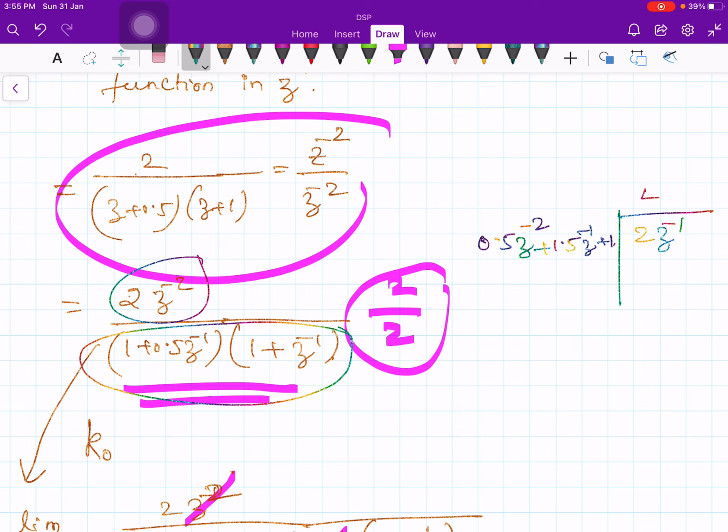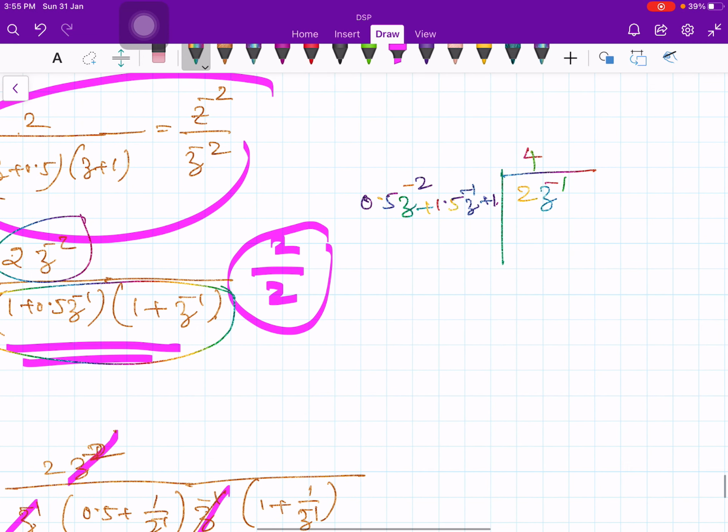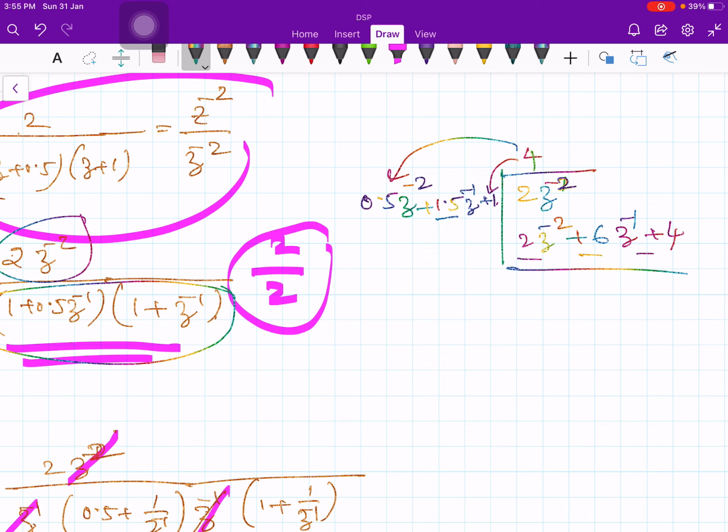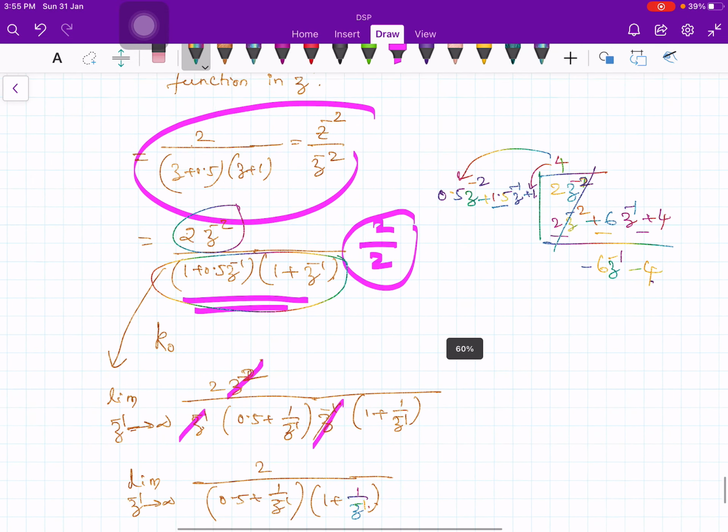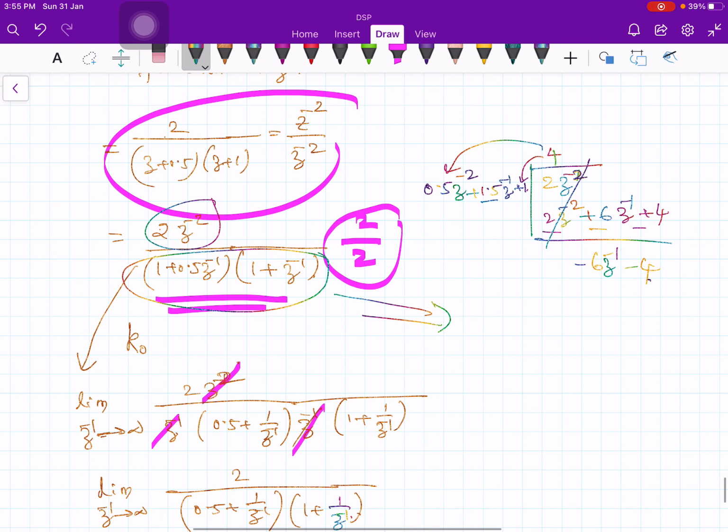Now you take 4 here. If you take 4, then multiply 4 with this guy, then 2 times z to the minus 2. 4 times 1.5 becomes 6 times z to the minus 1. 4 times 1 becomes 4. Now subtract. This guy will anyway go away. Minus 6 z inverse minus 4.